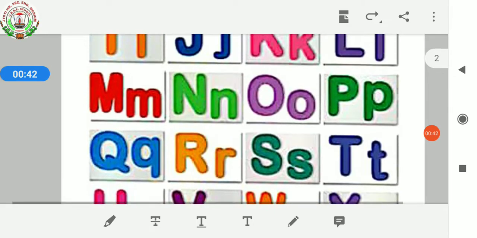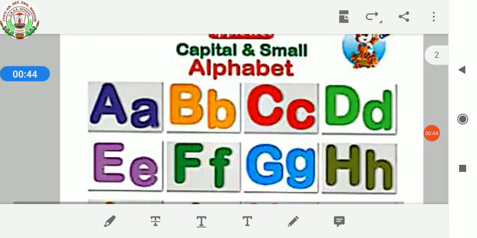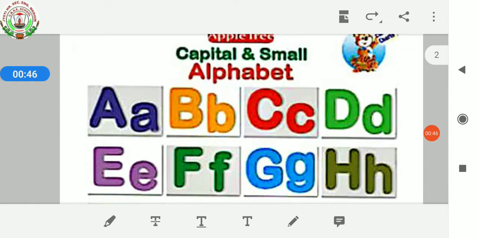Okay, now you can see in this image there are 26 letters in the English alphabet. You can see both kinds of letters are written over here, both capital letters and small letters, like capital letter A, capital letter B, small letter b, capital letter C, small letter c, and so on. So today we are going to study some new things.